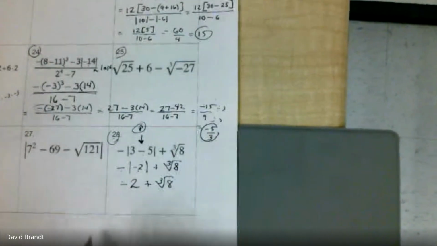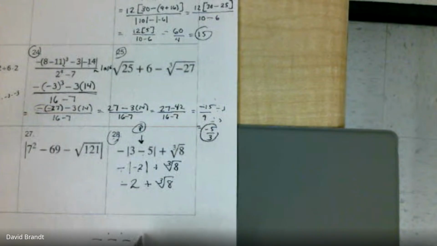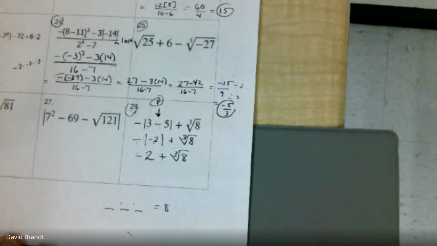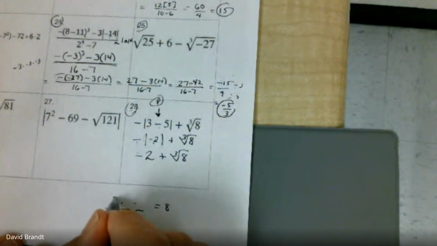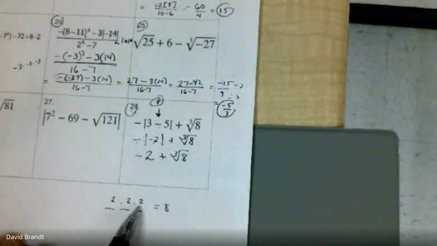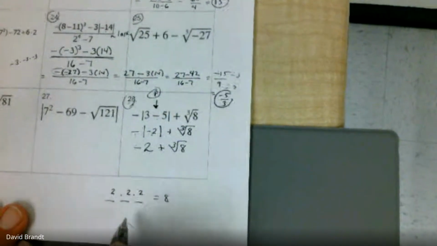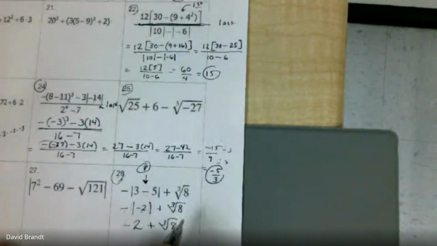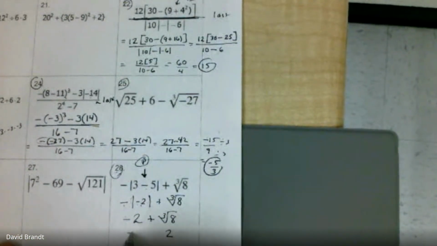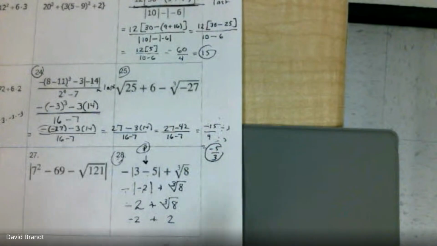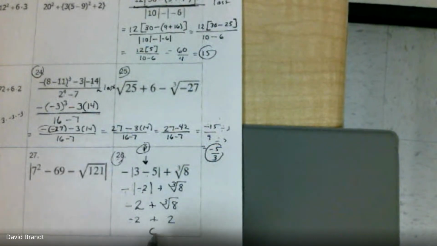All right, what number multiplied 3 times gives you 8? It has to be the same number all 3 times. What number does that? Well, the answer is 2. 2 times 2 times 2, multiplied 3 times, gives you 8. That means the cube root of 8 is 2. All right, so negative 2 plus 2. Anytime you add a negative number plus the positive of that number, the final answer is 0. Okay.